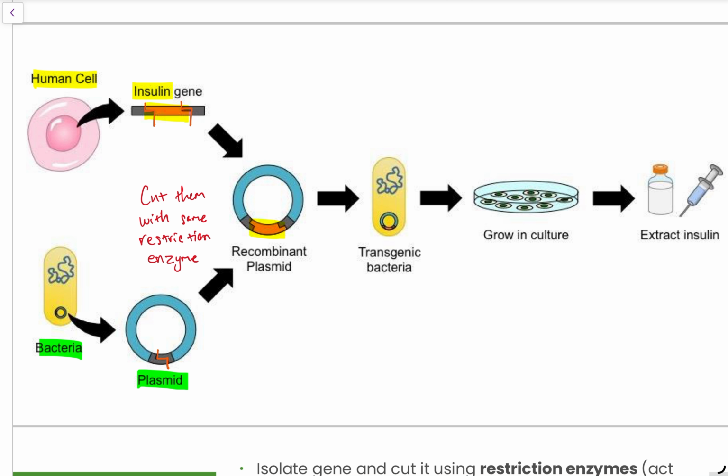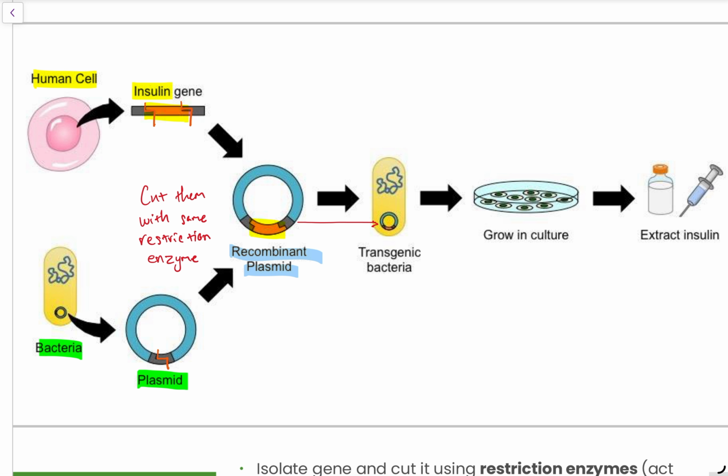And what's going to happen here is we end up with our recombinant plasmid. So maybe I'll highlight that one here in blue. We then take the recombinant plasmid and we insert it back into that original bacteria. So you'll notice here, we've placed the plasmid back into the bacteria. And it's now known as a transgenic bacteria. Transgenic meaning multiple genes, okay, from multiple different species, aka the human cell and the bacterial cell.